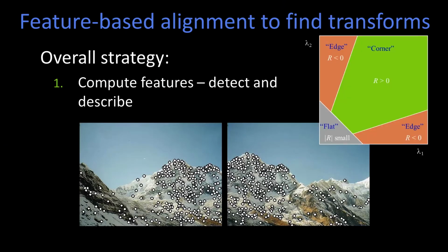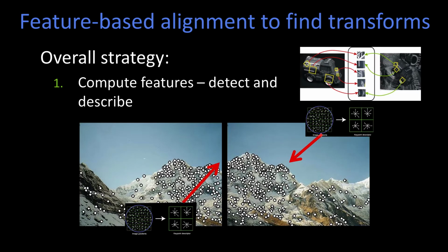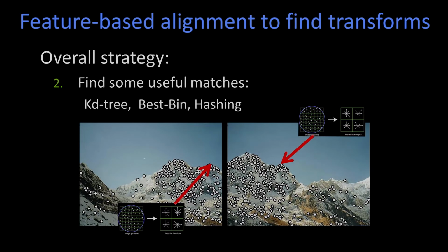All right, so let's remind ourselves of the overall strategy for doing feature-based alignment to find transforms. We know how to compute features. That involves both detection, remember all that Harris-Laplace stuff, for finding feature points, and for generating descriptors. We talked about SIFT, where we generate descriptions around the little local neighborhoods of the points.